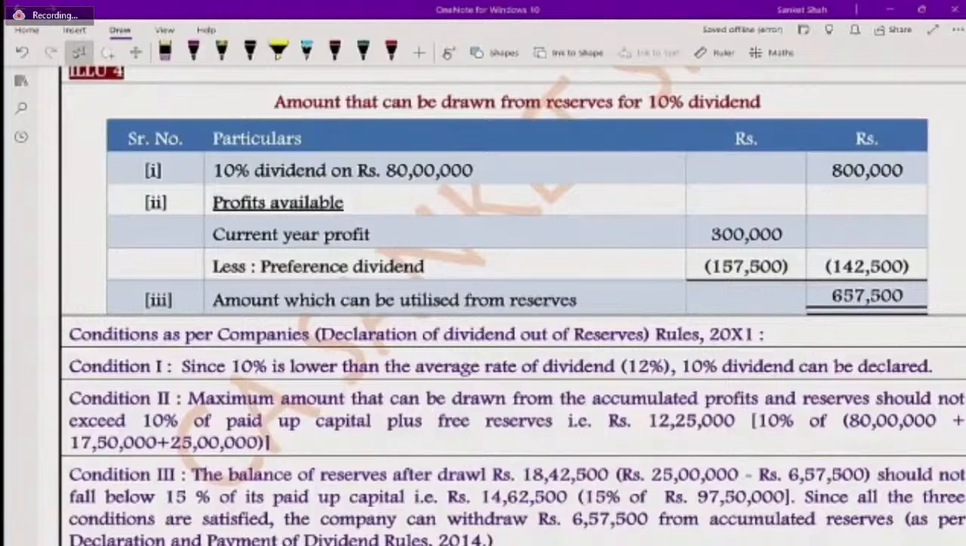But in the last 3 years, if dividend is not declared, then in the current year you can use the current year profits and declare it. So if it is not given in the last 3 years, then don't declare from reserves; declare it from the current year profits.